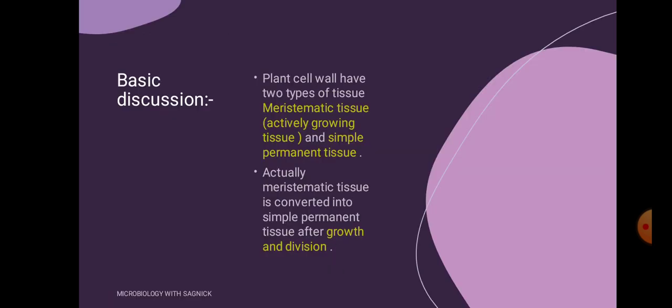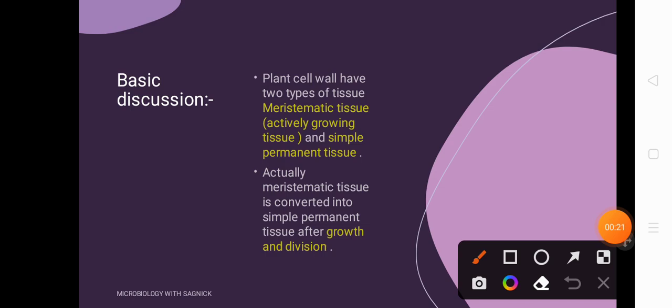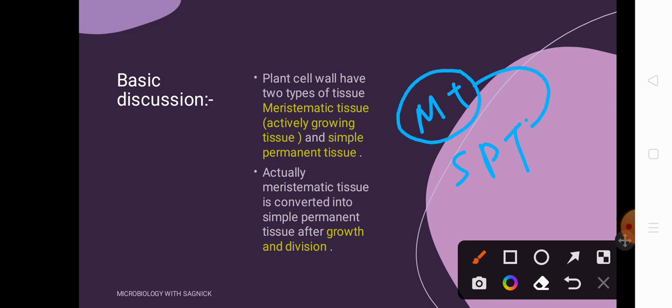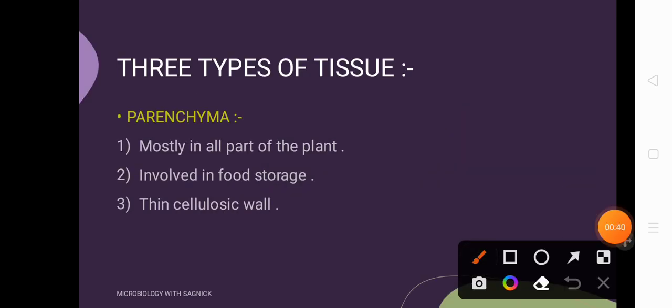So first, a quick recap of what we discussed in our previous video. First, we have to know that there are two types of plant tissue. One is meristematic tissue, another one is simple permanent tissue. And actually, meristematic tissue after growth and division is converted into simple permanent tissue. Now, in that particular video, we discussed three types of tissue.